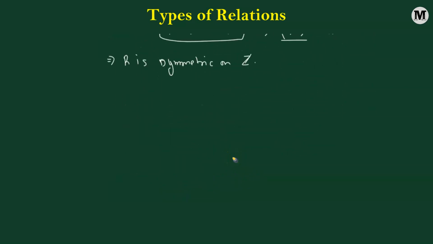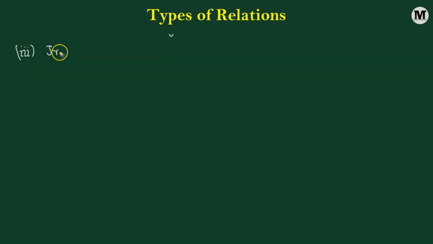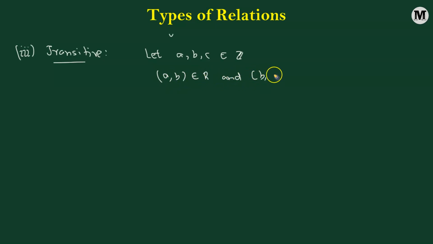Okay, now let's go to the final one where we will try to show that the relation R is transitive. Okay, so for this, we're going to consider three numbers. So let's say A, B, and C belong to the set of integers. Here we are considering A comma B belonging to the relation R and B comma C belonging to the relation R as well. What does that mean?